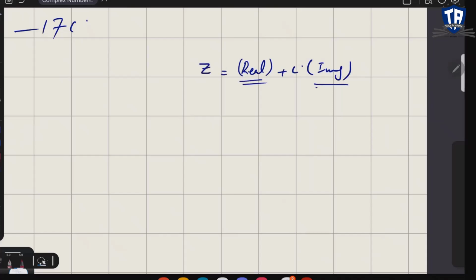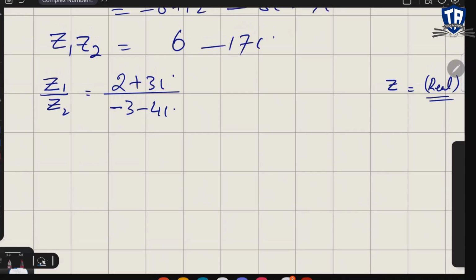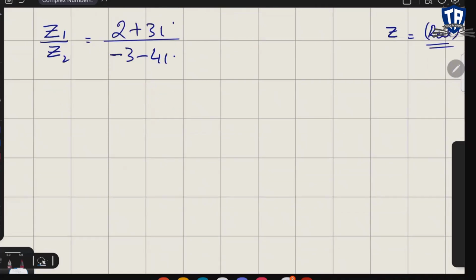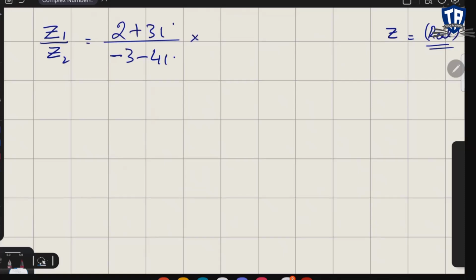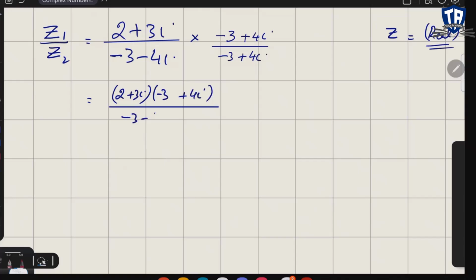Now we need to set this quotient form into a single real part and a single imaginary part. For this, we take the conjugate of the denominator and we multiply and divide with this conjugate. See, this is minus 3 minus 4 iota, so the conjugate is minus 3 plus 4 iota. With the same conjugate number, we divide. In the next step, we do the simplification. Simplification again involves multiplication in the numerator, and in the denominator again it is the multiplication.